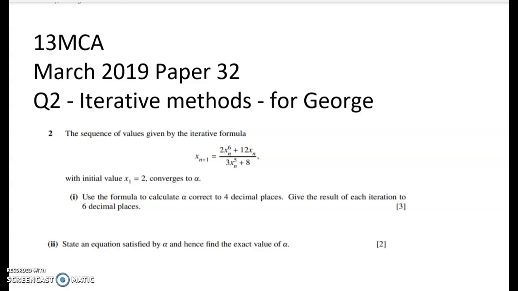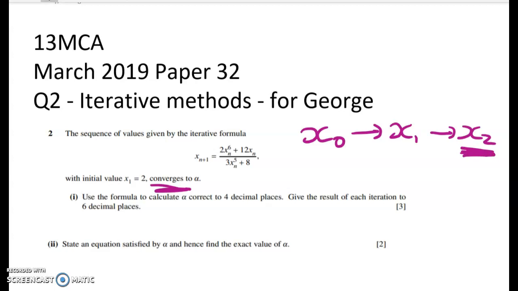Kia ora Year 12. This is a really short iterative methods question for George, and it's mainly to give you the idea that there are often two parts to problems about iterative methods. The first part is one where we're given a formula that lets us update our value of x. And the idea of convergence is that the updating that we do from value x0 to x1 to x2 converges. In other words, we end up at a particular value of x, and in this case we're calling that alpha.